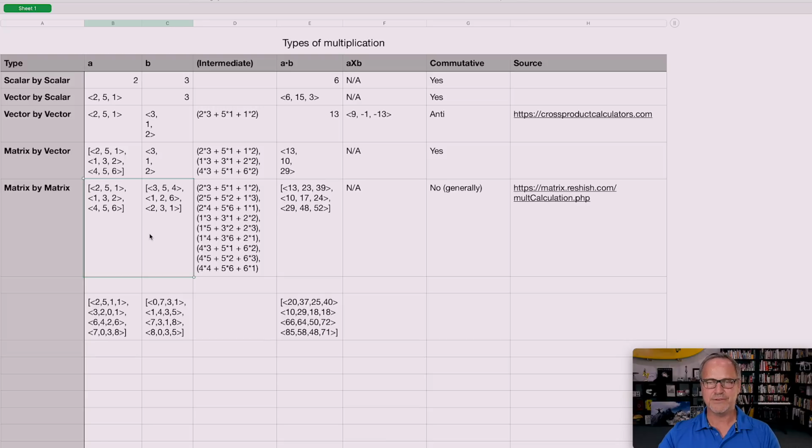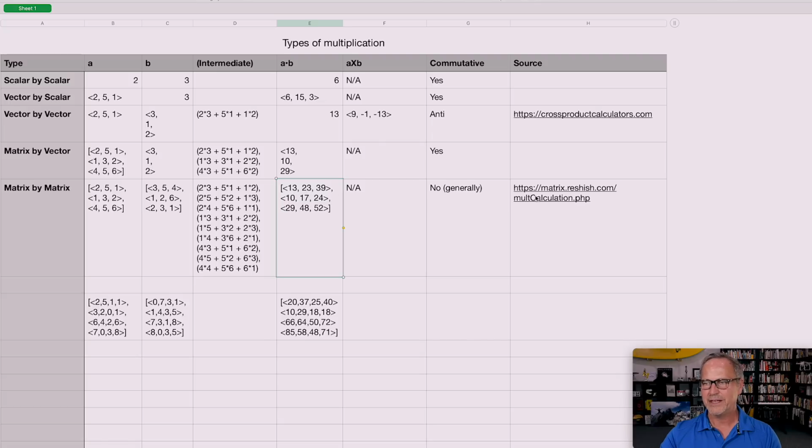And then finally, we get to matrix by matrix multiplication. So notice we've got 2, 5, 1 and 3, 1, 2, but we've added 2 more columns to the second vector. You can see how all of these numbers get multiplied and added up, and we end up with 13, 23, 39, 10, 17, 24, 29, 48, 52.